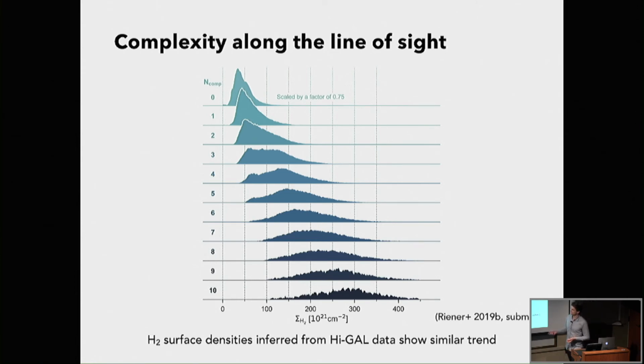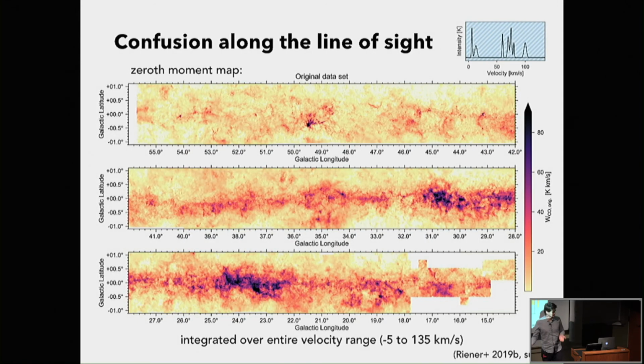And you see a very similar trend also for the dust emission, where it's not very clear how you measure the complexity along the line of sight, but it seems also to be the case that higher H2 surface density, as we infer from dust emission, is correlated to more complexity as we measure it from the CO. So in the next part of my talk, I want to go away from complexity and talk about confusion along the line of sight.